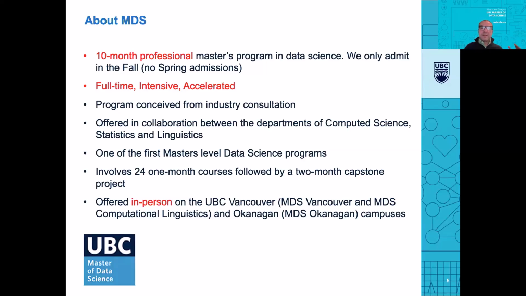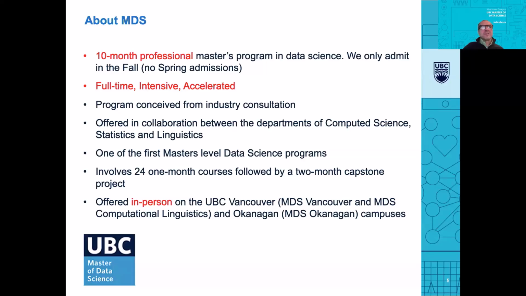So in the first month, let's say you start in September, you take 4 courses. The courses are 1 month long, and then once that first month, what we call a block, is finished, you take 4 new courses and you continue until the end of April. And then from May and June, you do a capstone project, which is also full-time.